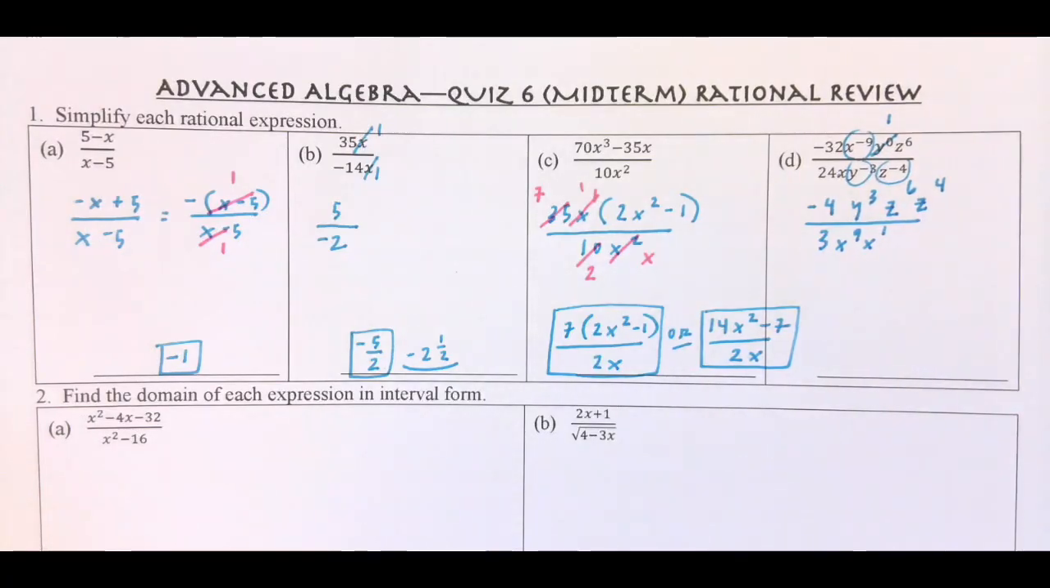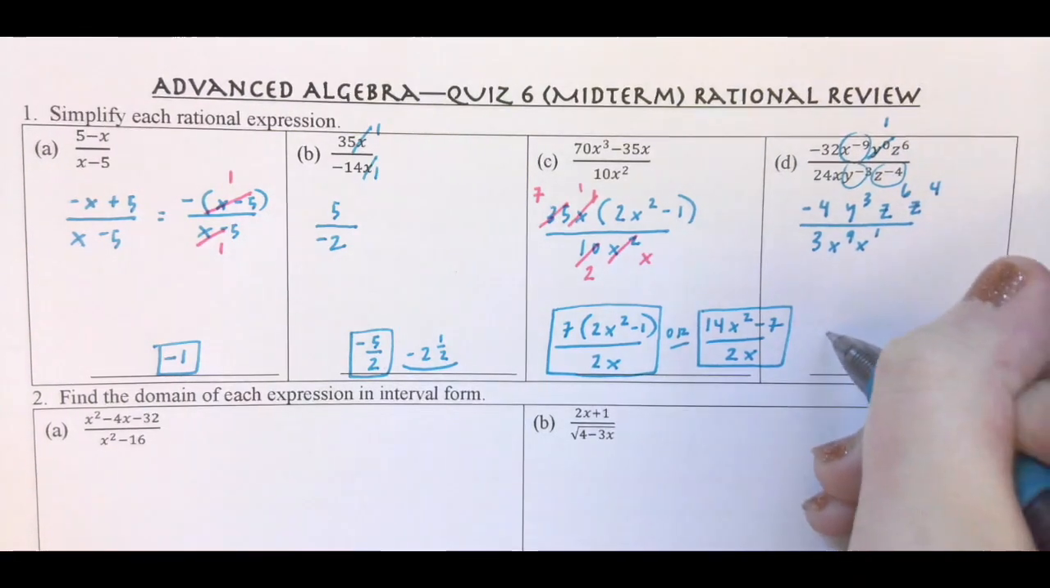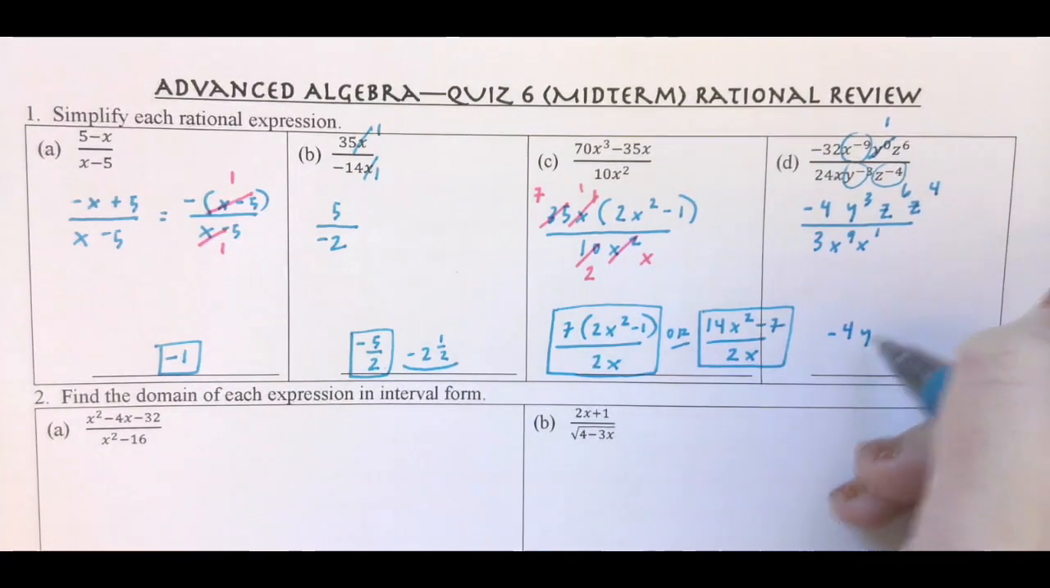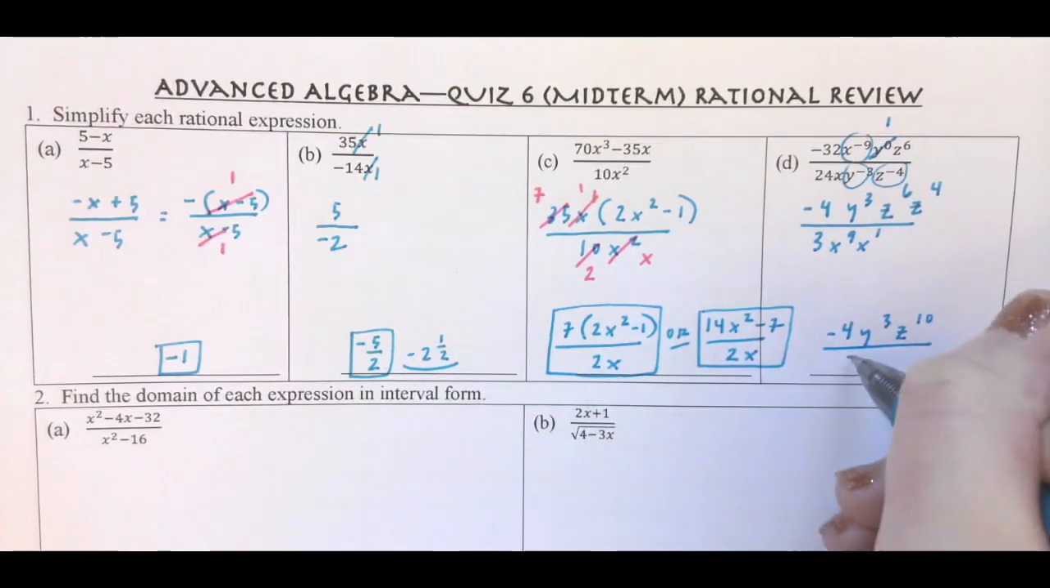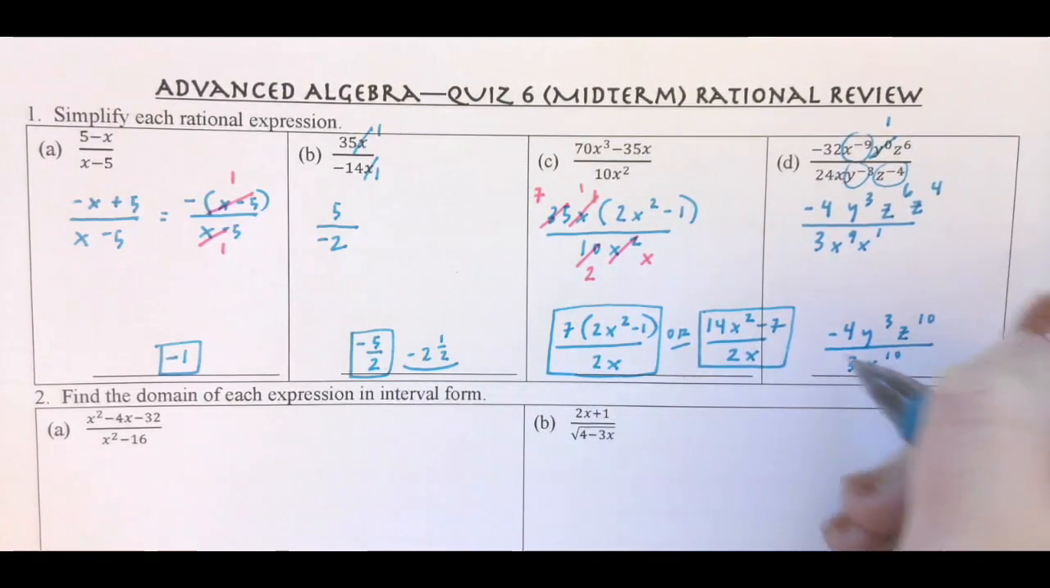So the last thing to do is to consolidate the y's, the z's, and the x's. So I should end up with negative 4 y to the 3rd, z to the 10th, all over 3x to the 10th.